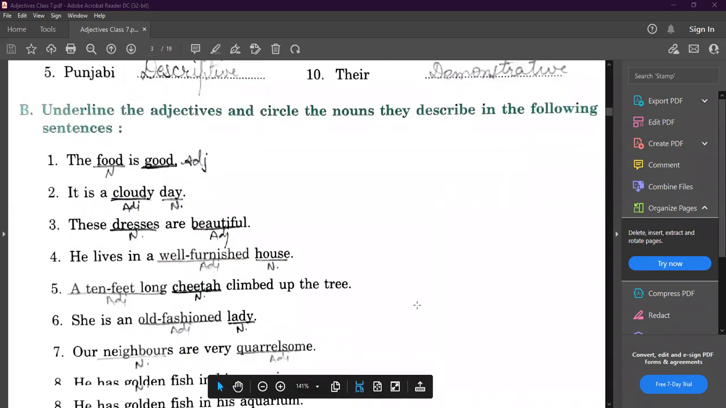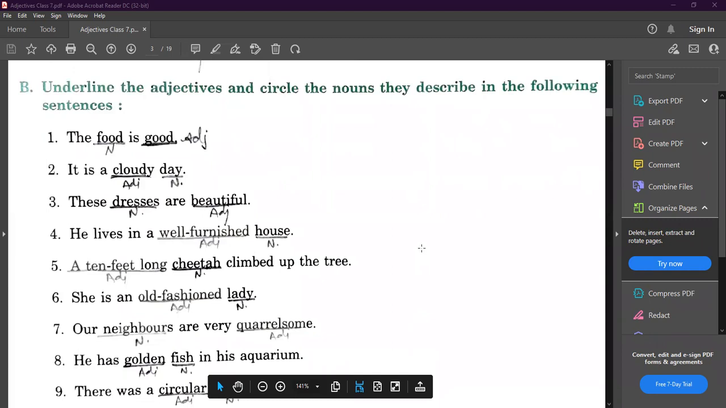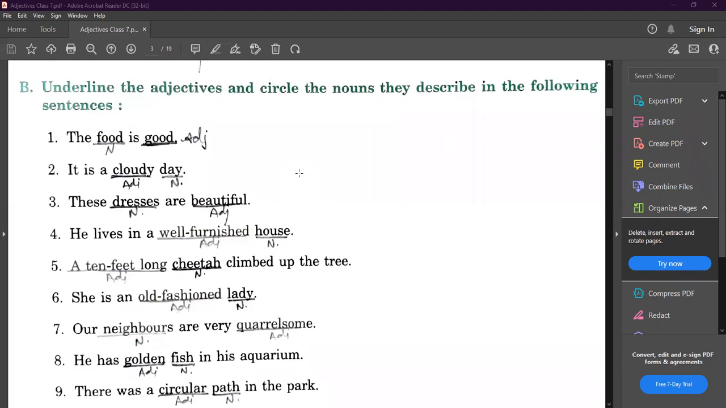Underline the adjective and circle the noun. Do as the question says. Okay. The food is good. The food is a noun, good is an adjective. It is a cloudy day. Cloudy, adjective. Day, noun. These dresses are beautiful. Now dresses is the noun and the adjective is beautiful.